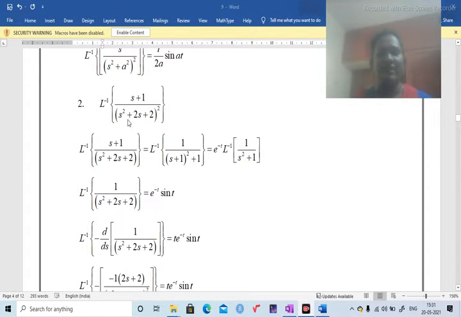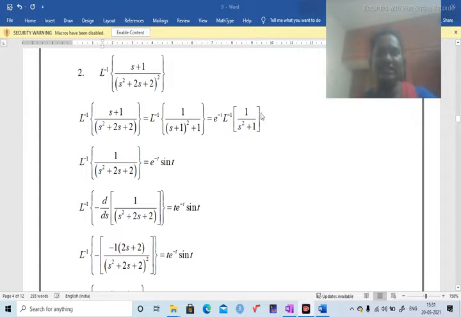L inverse of s plus 1 by s square plus 2s plus 2 whole square. So observe, I am taking only without square. That means s plus 1 by s square plus 2s plus 2. L inverse of this 2 can be written as 1 plus 1, 1 outside, 1 inside. The 1 inside means s square plus 2s plus 1, that is s plus 1 whole square. So here plus 1 is there, that's why e power minus t, L inverse of 1 by s square plus 1. So L inverse of 1 by s square plus 1 is sin t.